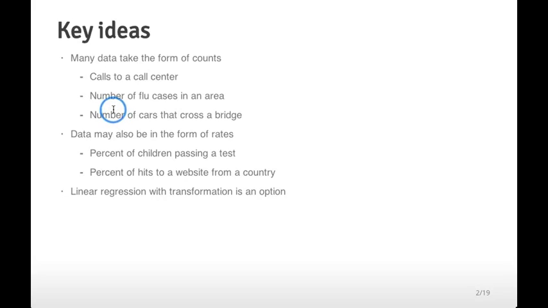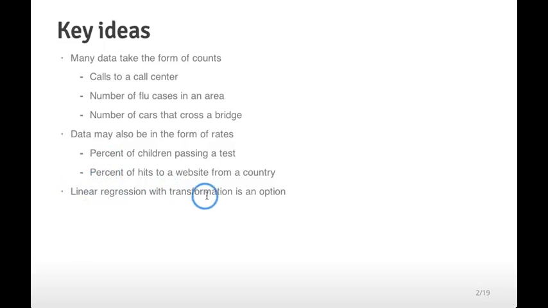Data can also come very often in the form of rates. So for example, in education studies, you might look at the percent of children who are passing a particular test, the percent of children who, say, read at grade level. Or you might look at the percent of hits to a particular website that come from, say, the United States or from Great Britain. You could try to use linear regression to model these, but you might have some difficulties, just like you had with binary data.